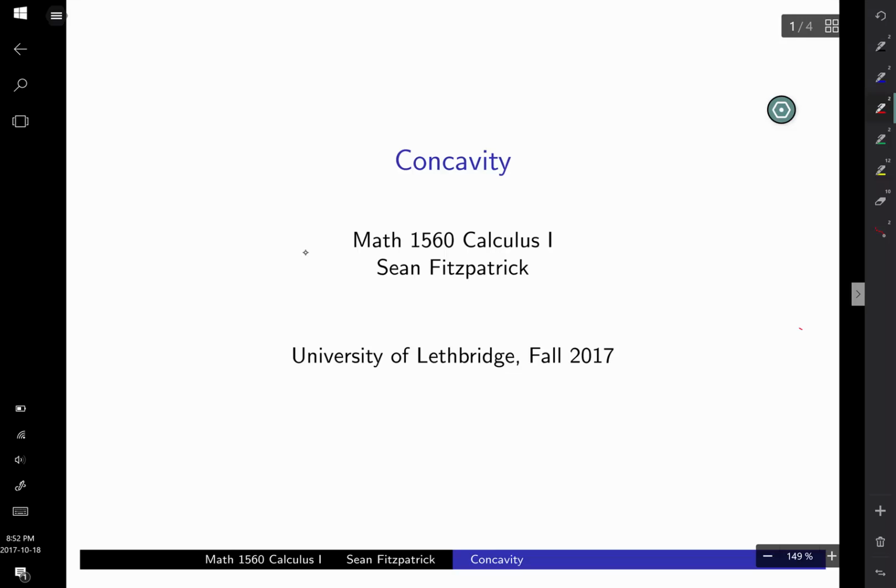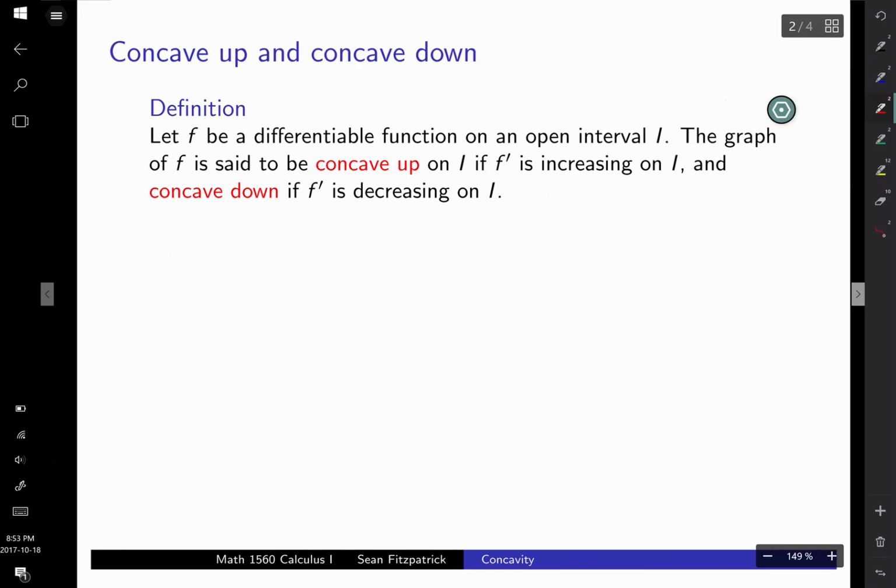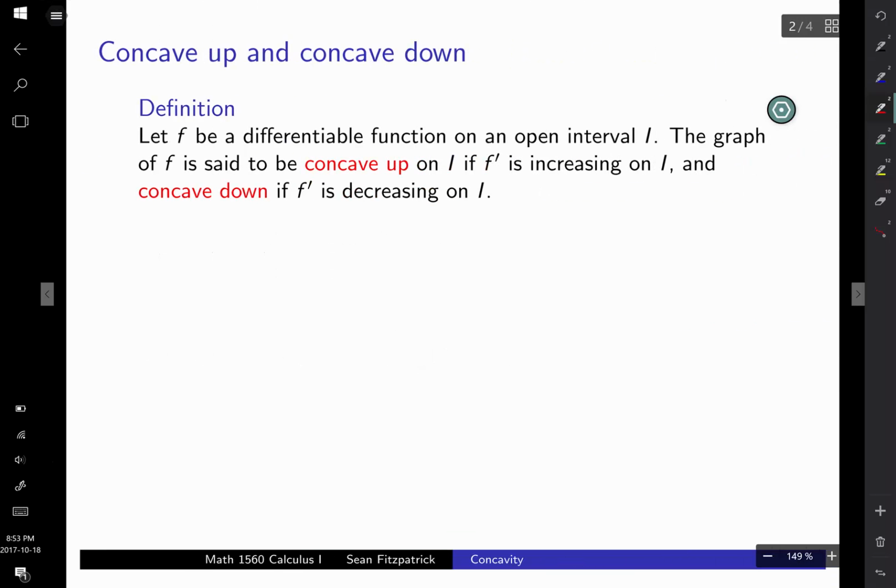Okay, so this is our next video on Chapter 3 for Math 1560, Calculus 1 at U of L for fall 2017. And in this video we're going to look at concavity. So this is section 3.4 in Chapter 3. And we're just going to do a quick summary of the basic ideas in 3.4, and then as usual we'll work through the relevant examples in class.